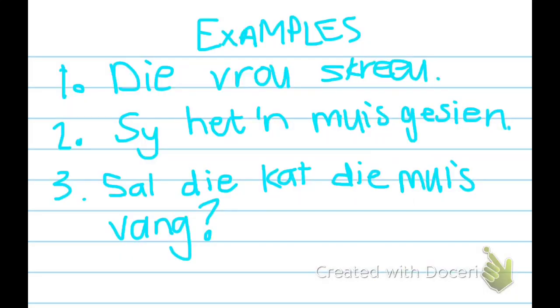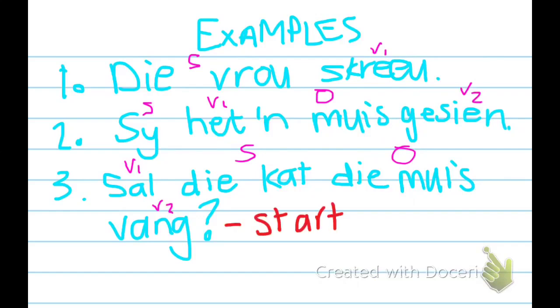Let's try some basic examples. Die vrou skree. The lady screams. Sy het 'n muis gesien. She's seen a mouse. Sal die kat die muis vang? Will the cat catch the mouse? To help you out, I'm going to show you where the subjects and the verbs are. So you can see in sentence 1, there's the subject and there's the verb. Sentence 2, subject, verb, object, verb 2. And then in number 3, you can see that it's a question because it starts with verb 1 and ends with a question mark. So don't forget to start with a nee.